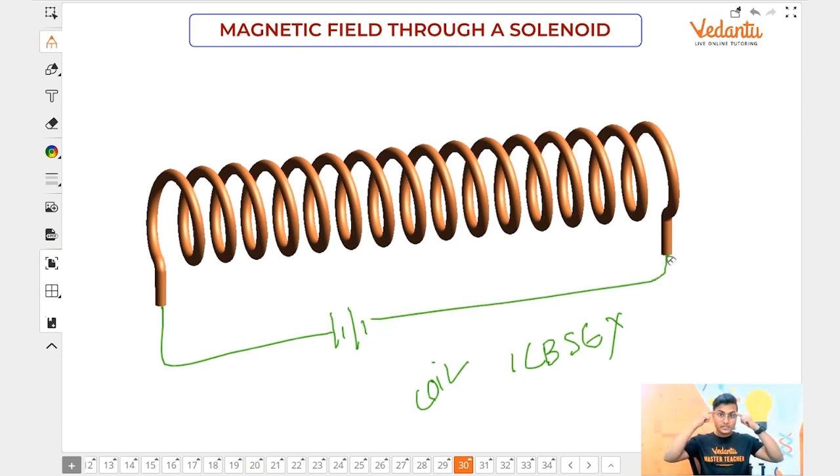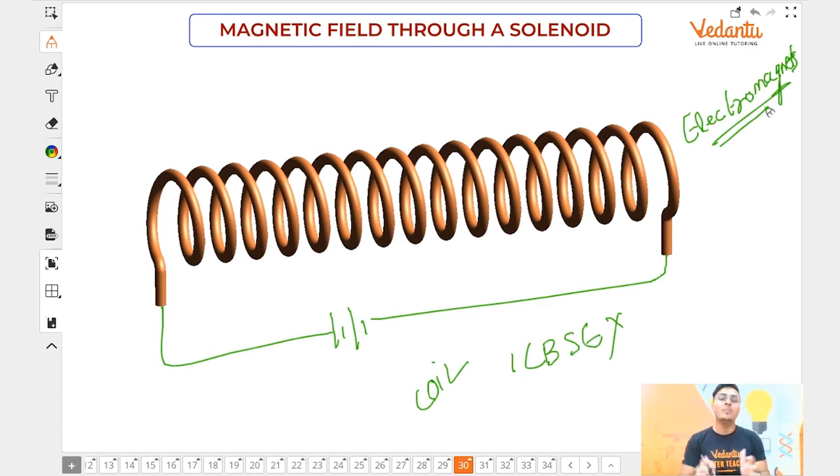Okay. Now the next question comes, why are we studying this? Why do we need to study the solenoid at all? Because guys, one very amazing thing which you must have known by now is something called an electromagnet. All of you know about electromagnets? Yes, solenoids are one of the major components of an electromagnet, or we can simply say that this is an electromagnet. You pass electricity through it, it becomes a magnet.